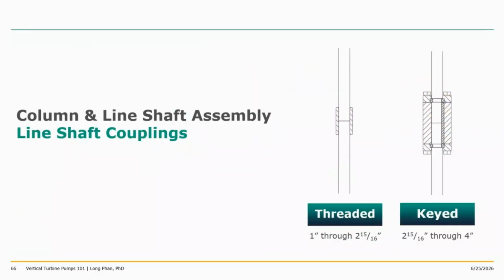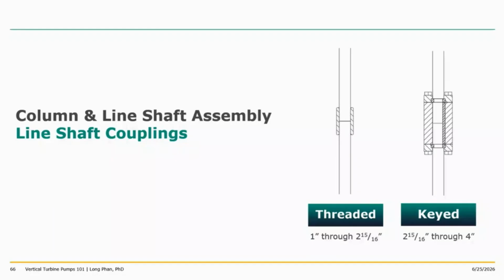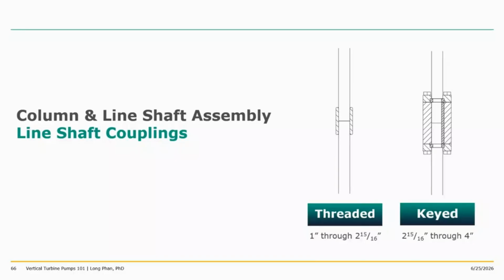So the next assembly, remember the column assembly, right? Here we look at the connection method for within a column and line shaft assembly, how you connect the line shaft. You have two methods, either threaded or keyed. When do we use them? For threaded, it depends on your shaft size. If it is 1 inch to 2 15/16, then threaded will work really well. Anything above 2 15/16 requires a coupling with a more rigid and robust design to connect these two shafts.